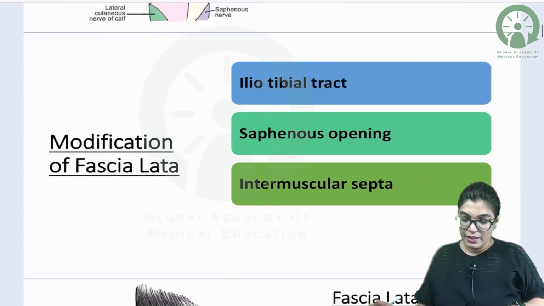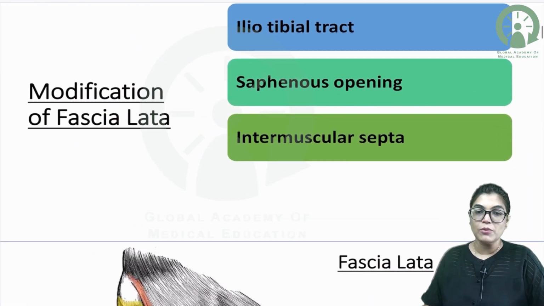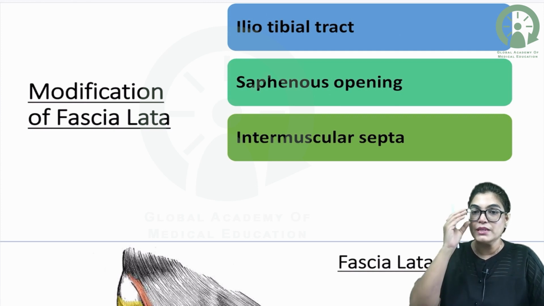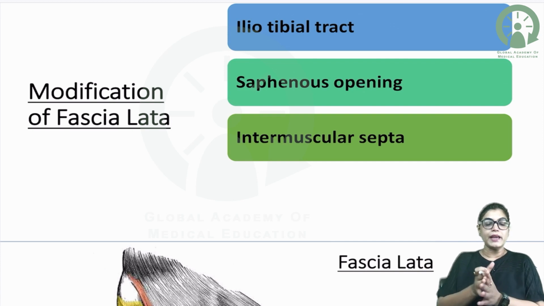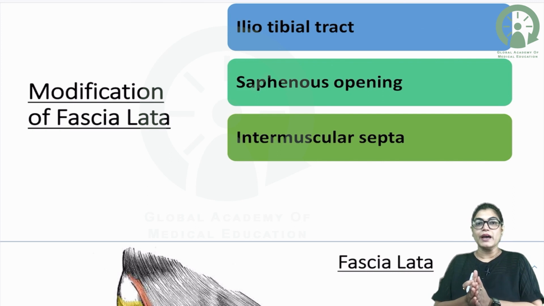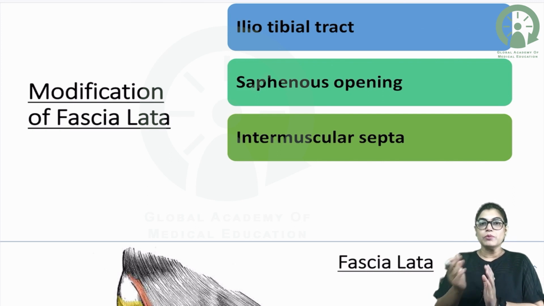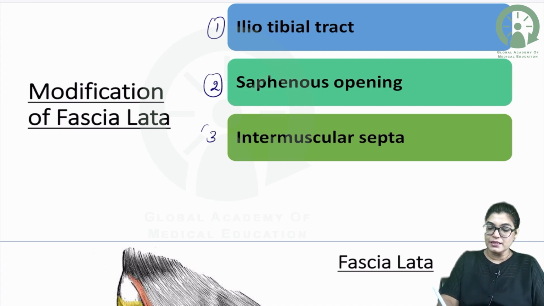Now, let's talk about the modification of fascia lata. What is fascia lata? Fascia lata means the deep fascia of the thigh. We know the muscles in the front of the thigh, the medial compartment and the posterior compartment are all wrapped by the deep fascia, and this deep fascia of the thigh is called fascia lata. There are three modifications of the deep fascia: the iliotibial tract, saphenous opening and intermuscular septa.